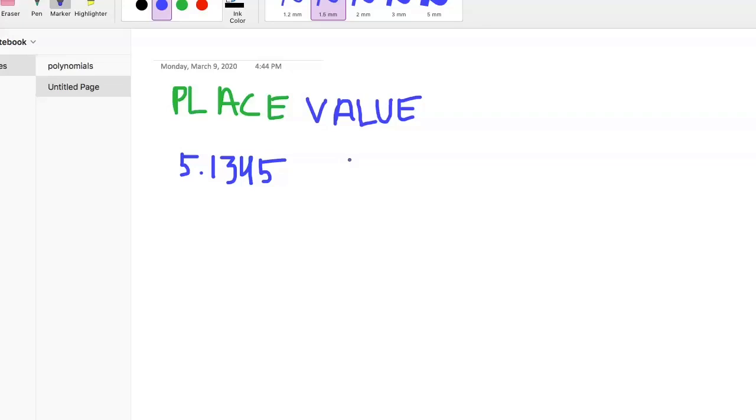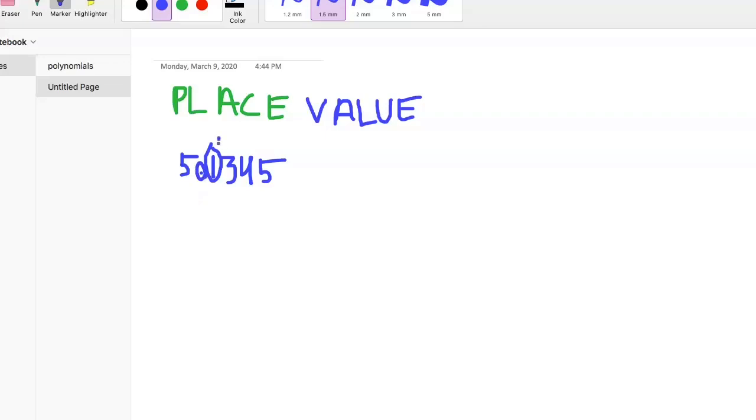So we have 5.1345. The type of questions that you're going to hear is something like: round this number to the nearest tenth, or hundredth, or thousandth. That's about as much as you need to know: tenth, hundredth, and thousandth. So this one right here is in the tenth place. You're just going to the right of the decimal point. You've got this little decimal point right here.